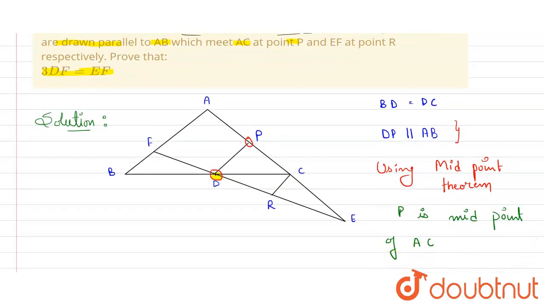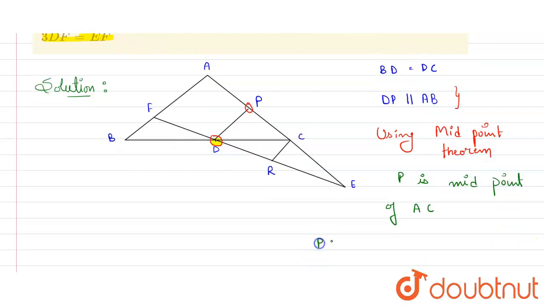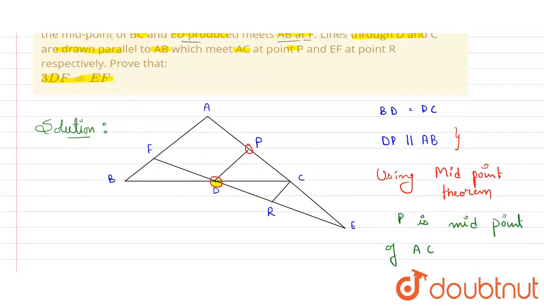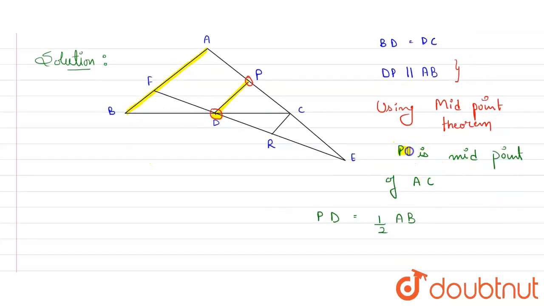Now if P is the midpoint of AC, we can write that PD will be equal to half of AB. Let me tell you the reason again. According to the midpoint theorem, if a line is joining the midpoints of two sides of a triangle and it is parallel to the third side, then P has to be the midpoint of line AC, and the line joining the two midpoints is half of the third side. So PD is half of the third side, that is AB.